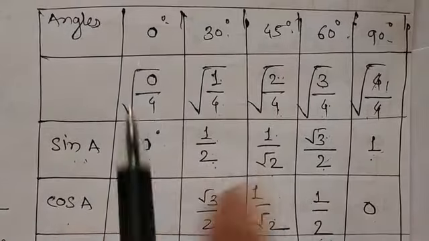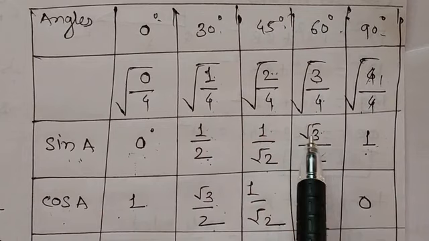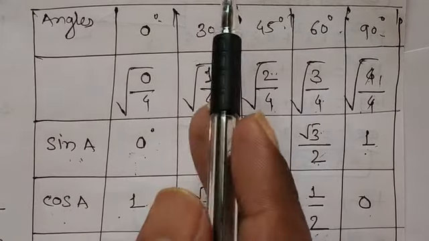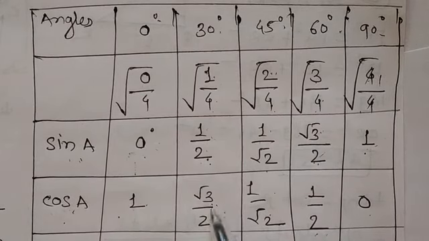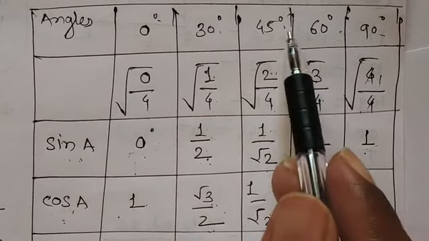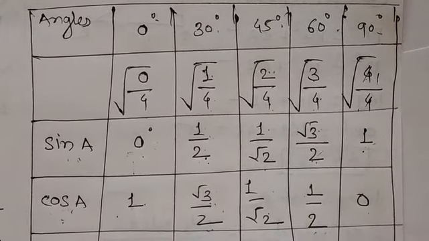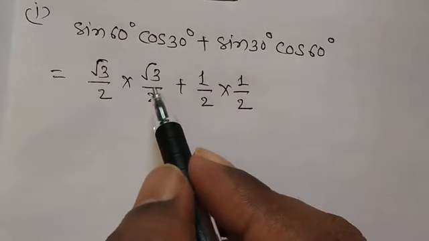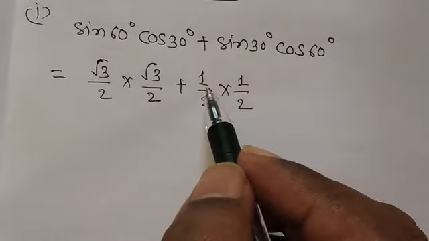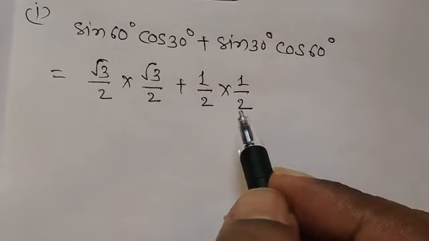You know all the values of sin 60, cos 30, sin 30 and cos 60. The values are here. Sin of 60 is root 3 by 2. Sin of 30 is 1 by 2. Cos of 30 is root 3 by 2. And cos of 60 is what? 1 by 2. We just put these in this example. So I am putting in the values. Sin 60 is equal to root 3 by 2, cos 30 is again root 3 by 2, sin 30 is 1 by 2, cos 60 is 1 by 2.